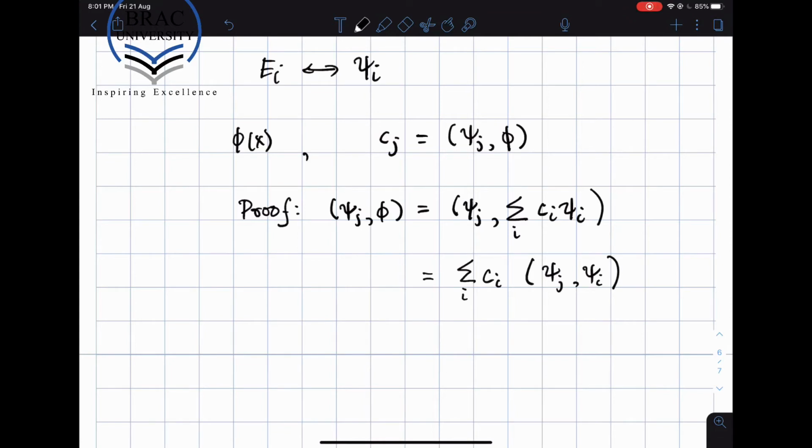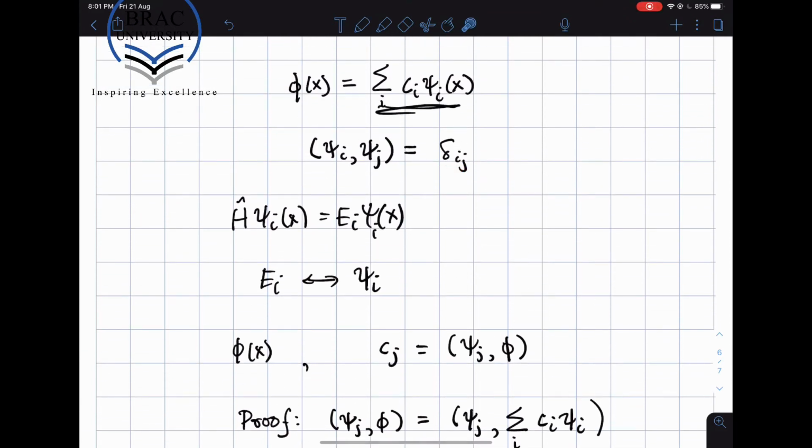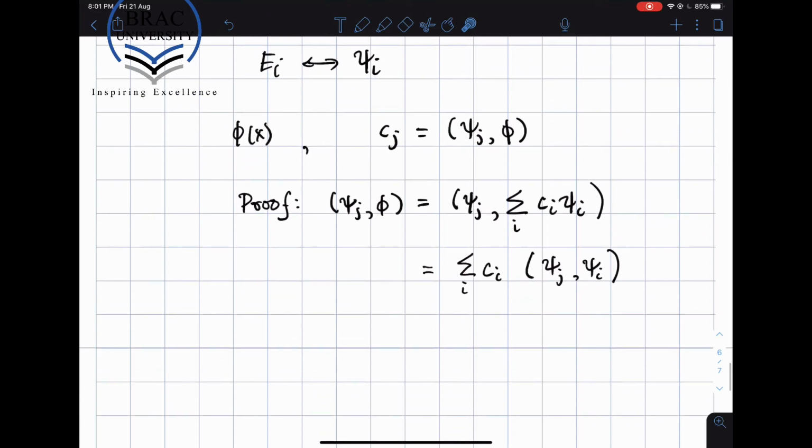But then what is this thing? This is nothing but our Kronecker delta function, or a Dirac delta function in case the energy eigenvalues are continuous. If that is the case, then this is going to be the sum over i, Ci, delta of ji, and therefore if I do the sum, then what happens is I get C of j, which is exactly the statement that we wanted to prove.